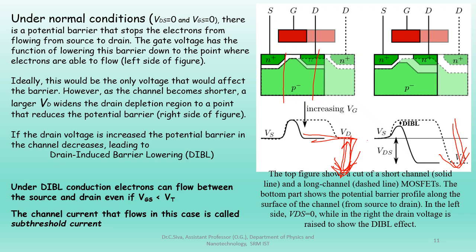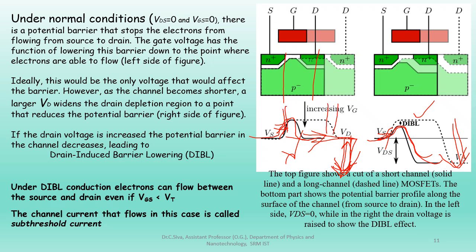Electrons can flow even when gate voltage is below the threshold voltage. So easily they can flow. Earlier it could not flow, so it would find difficulty here. If the gate voltage is below the threshold voltage, it cannot occur, but in this case it occurs. This subthreshold conduction increases the leakage current and reduces the threshold voltage control.